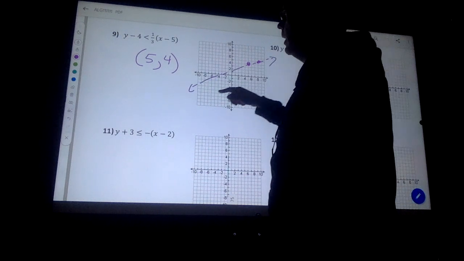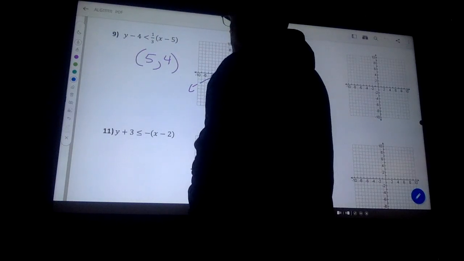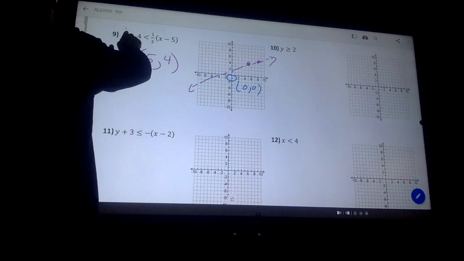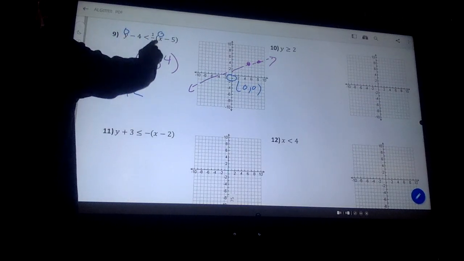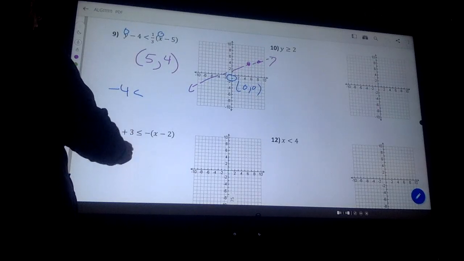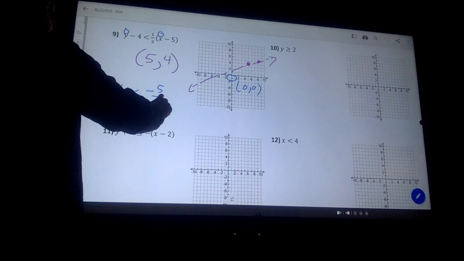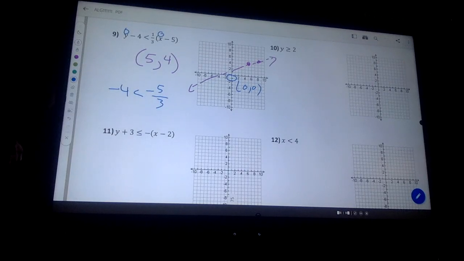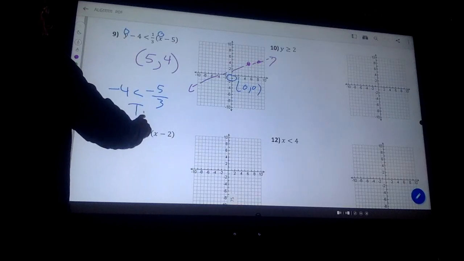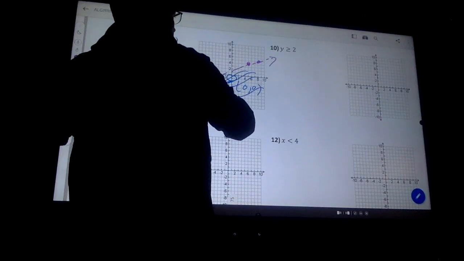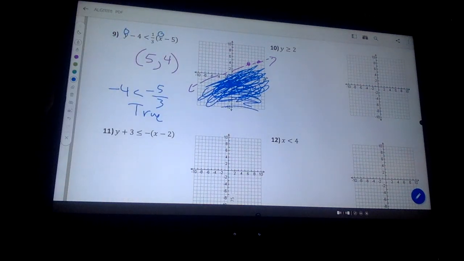0, 0 is still below that, so we can use 0, 0 as our test point. Let's plug 0 in here, plug 0 in here. So 0 minus 4 is -4, is less than 0 minus 5 is -5 times 1/3, which is -5/3. Okay, so is -4 less than -5/3? Yeah, it's further to the left on the number line, so this is true. So I'm going to shade the region down here where the 0, 0 lives.